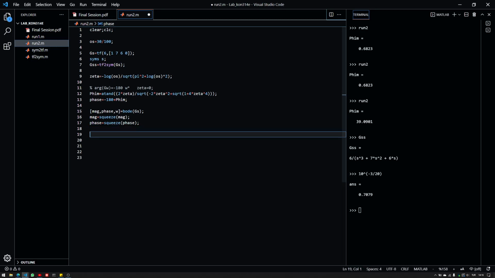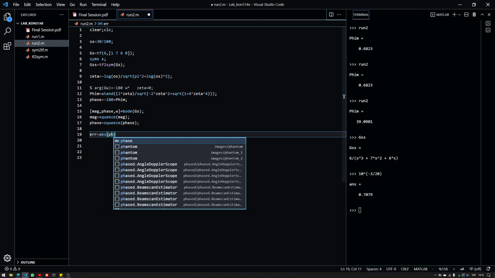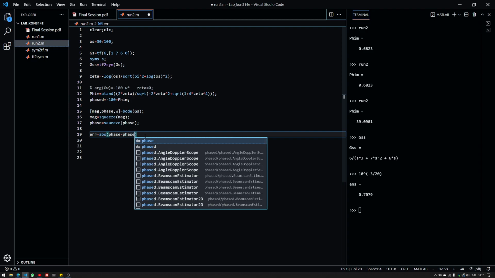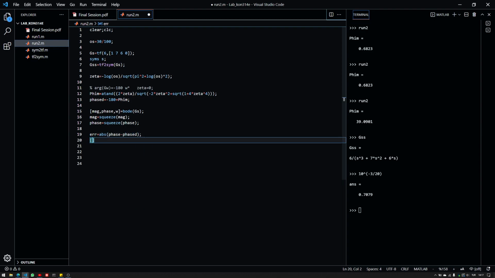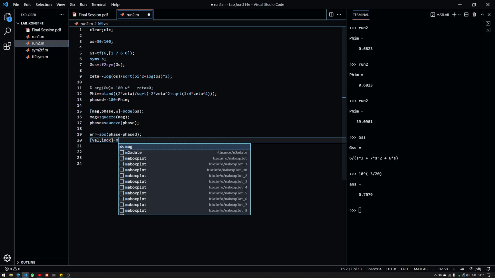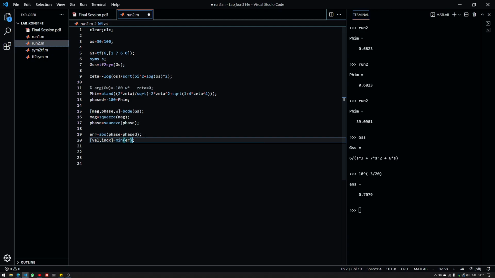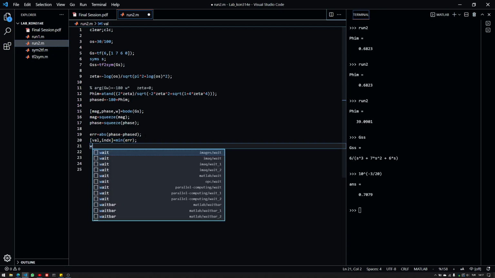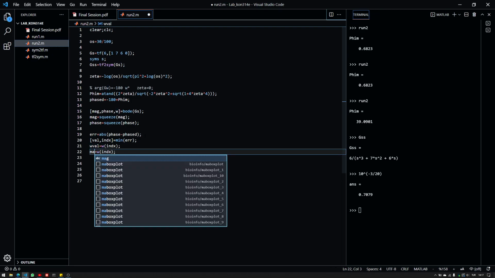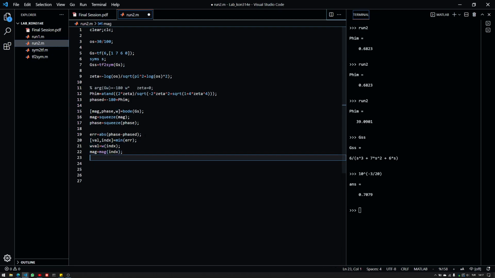So once we have that, we have to search for the phase. So the phase here should be, let's say phase d for desired. So let's get the minimum, the val and index, the minimum of the error here. That should give us the index here. So omega index, and then the magnitude index, and then the phase index.